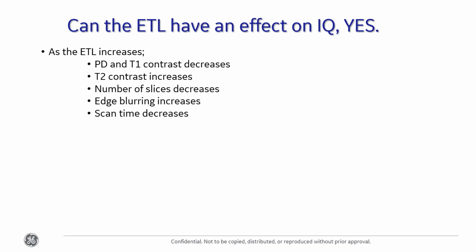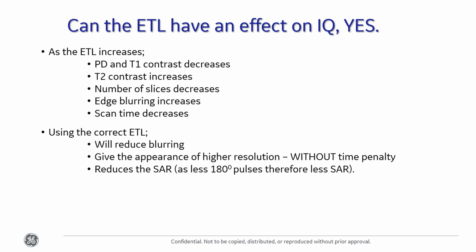So can the ETL have an effect on image quality? Yes, it can. As we saw in the example, as the ETL increases, PD and T1 contrast decreases. T2 contrast increases because you're capturing information from later in the echo train length. The number of slices will decrease as the ETL increases. You can get edge blurring increases, and scan time will decrease a little bit as you increase your ETL.